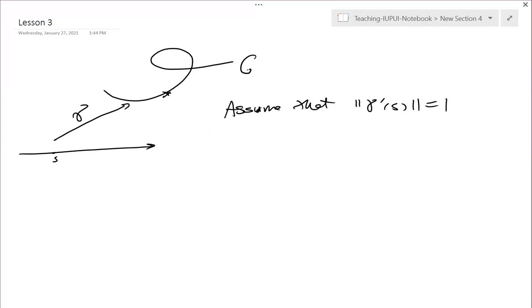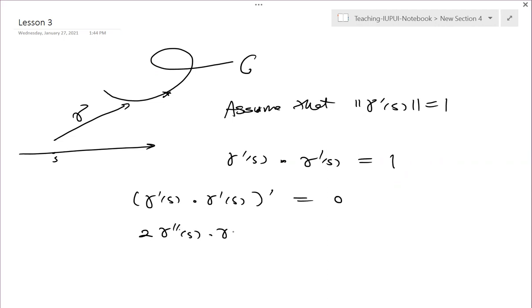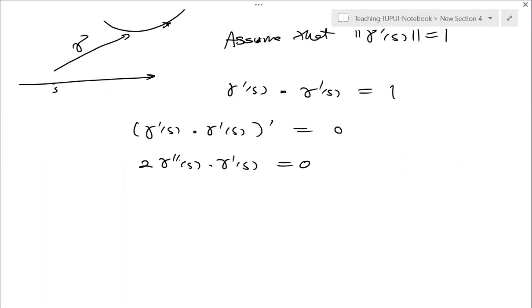All right. So here's how we do it. We differentiate because this is the norm, so gamma prime dot gamma prime, and it could also be the inner product, doesn't matter. It's going to be 1. Then I differentiate on both sides by the product rule. The right side is going to be 0. And the product rule tells you it's twice gamma prime dot gamma double prime, and that's going to be 0. So what does that tell you? That tells you gamma double prime is going to be perpendicular to gamma prime.